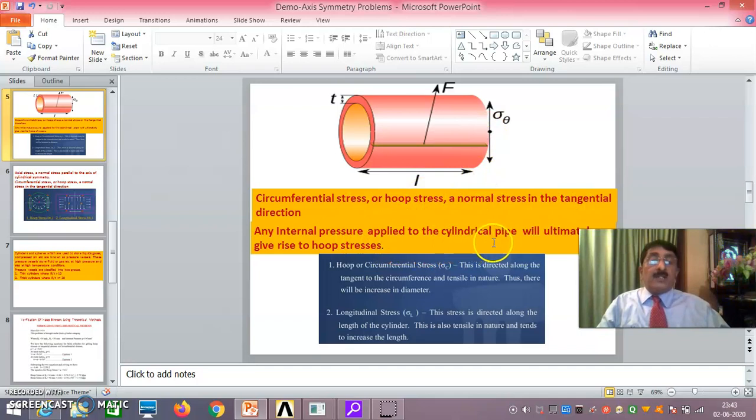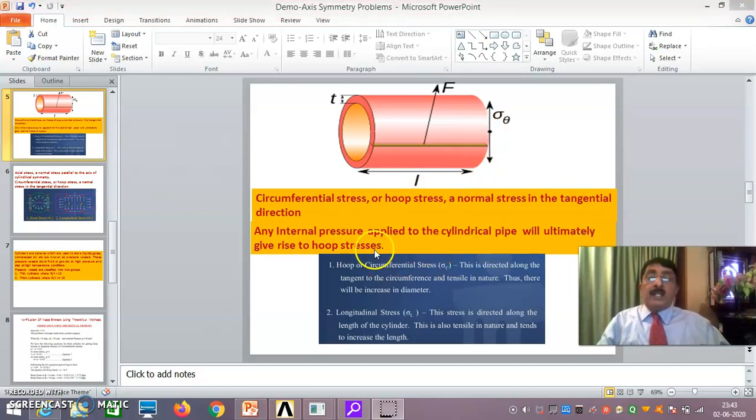Any internal pressure applied to the cylindrical pipe will ultimately give rise to hoop stresses. As I just said, if there is a pressure here, this diameter is going to increase. As a result, stresses are developed, and these are called hoop stresses. Hoop stress is directed along the tangent to the circumference and is tensile in nature. Thus there will be an increase in diameter. Along the circumference, circumferential stresses are developed, and that is called hoop stress.